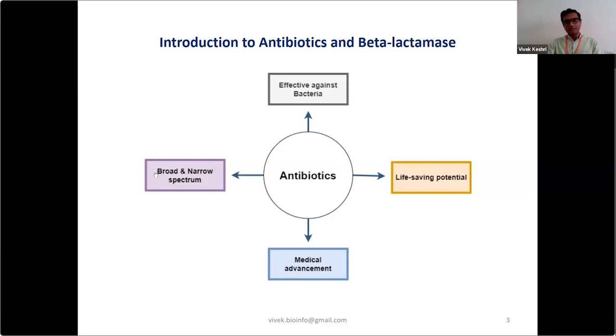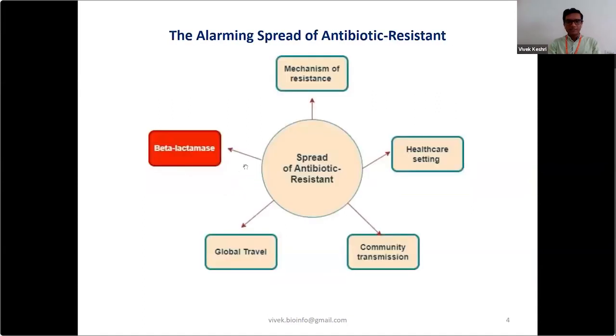Whenever an antibiotic is targeting or killing a wide range of bacteria, that is known as a broad spectrum antibiotic. But whenever an antibiotic is effective on only some specific bacteria or a limited range of bacteria, then that is known as a narrow spectrum antibiotic.